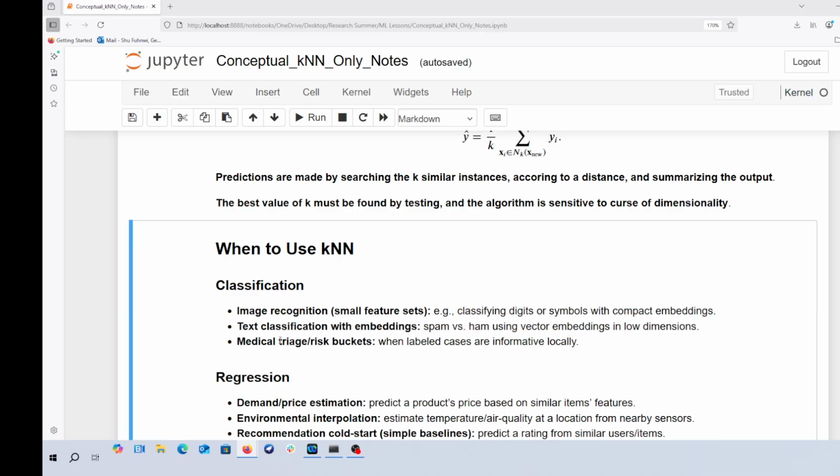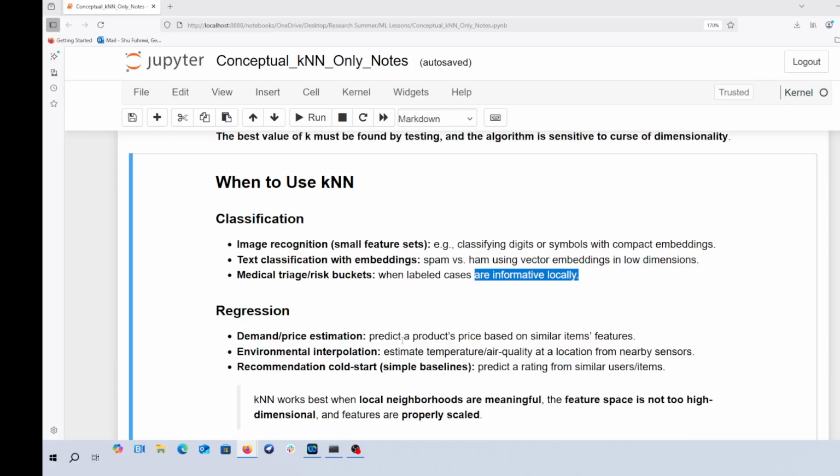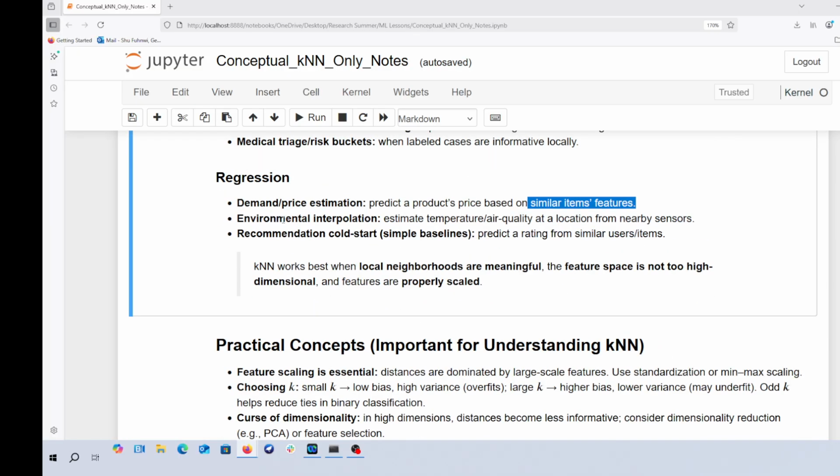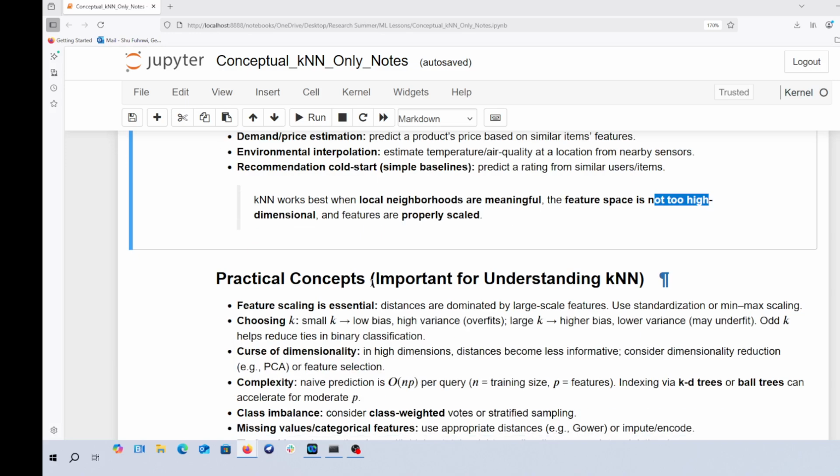Also, we can use it for medical or risk buckets when labeled cases are informative locally. Also, for regression problems, we can use it for price or demand estimation, like predicting a product's price based on similar items' features. We can also use it for environmental interpolation and so on. So KNN works best when the local neighborhoods are meaningful and the feature space is not too high, like the curse of dimensionality as I've been mentioning.